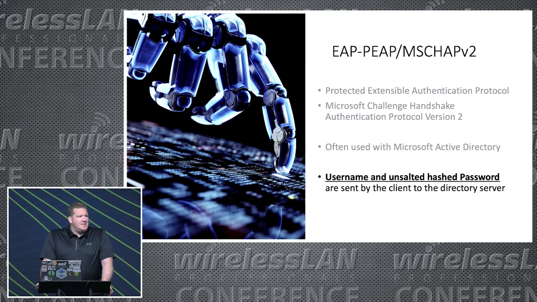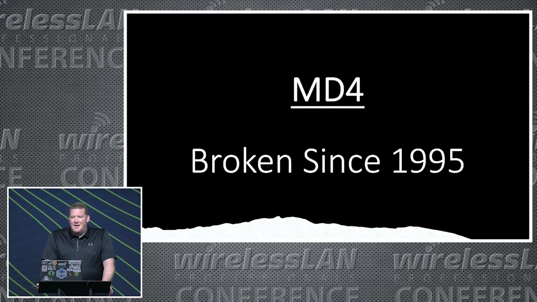Oh, and just to go back to this slide for a moment, does anybody know the hashing algorithm that MSCHAPv2 uses for passwords? If you do, call it out. NTLM? Well, that's part of it. MD4. We all know that MD5 is pretty weak, right? But MD4 has been broken since 1995. That's 30 years ago, for those of you who are also in denial about your age.